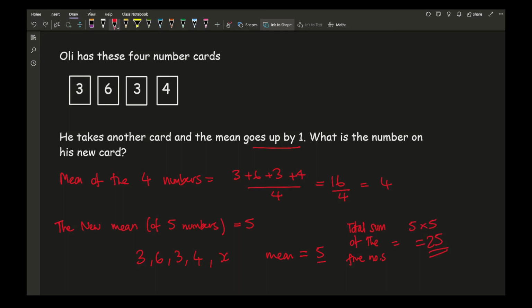So if I move up to the top here, I've got 3 plus 6 plus 3 plus 4 plus x all adds up to 25. If I add up the existing numbers, I've got 16 plus x equals 25. Then if I take away the 16, or ask myself what plus 16 gives you 25, x equals 9. And there is Ollie's new number on the card, and there is our final answer.